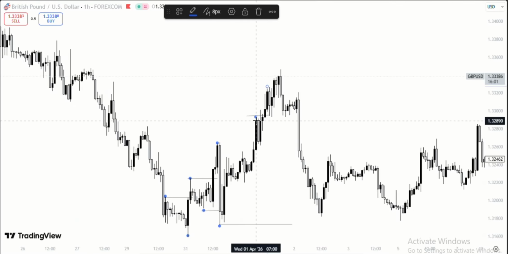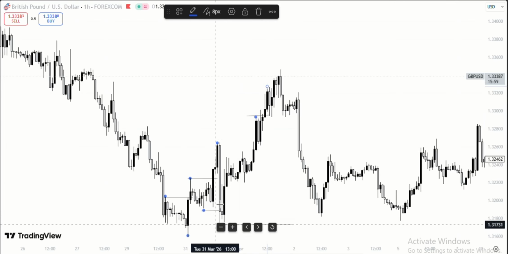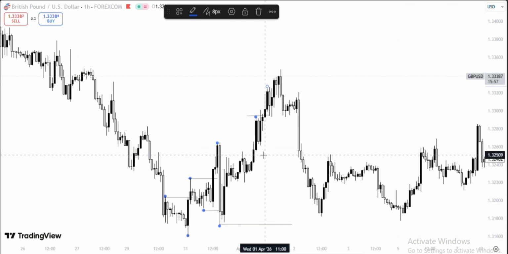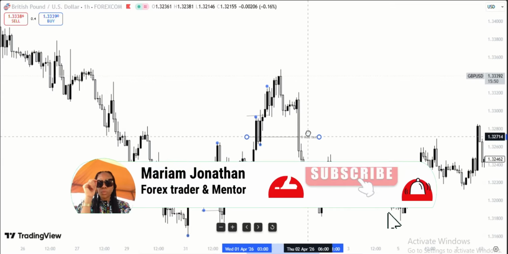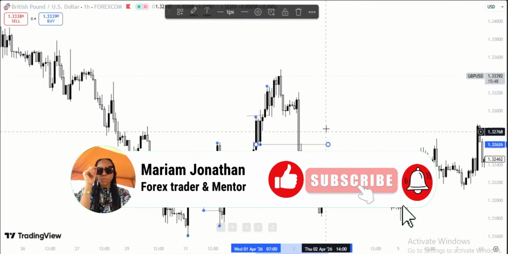So where did this high come from? It came from this low. Now this high, where did it come from? It came from this low, so we're going to mark that. Then we do what? We move our trend line right there.